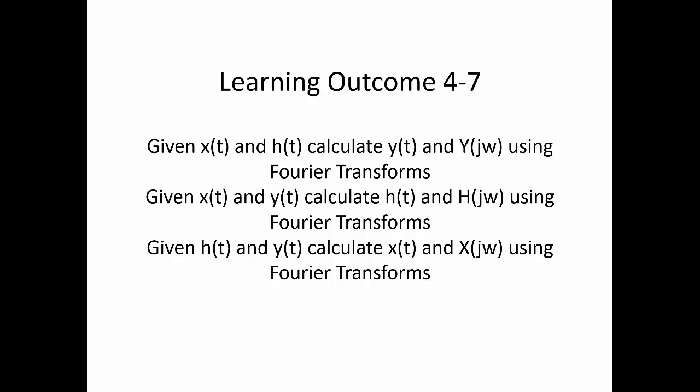Learning outcome 4.7. This learning outcome has three parts. Given x of t and h of t, calculate y of t and y of j omega using Fourier transforms. Given x of t and y of t, calculate h of t and h of j omega using Fourier transforms. And given h of t and y of t, calculate x of t and x of j omega using Fourier transforms.